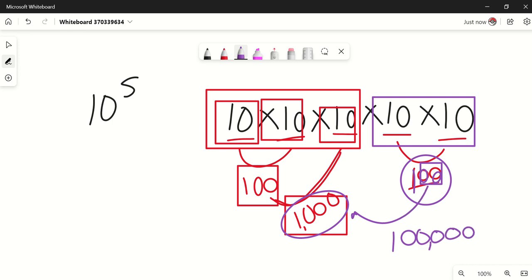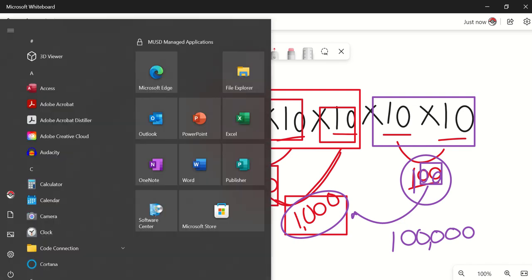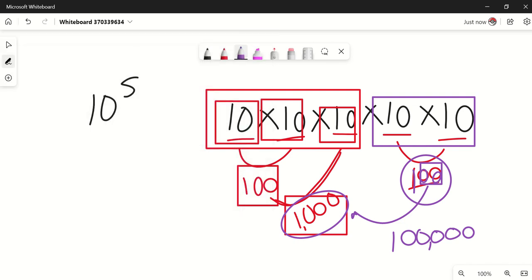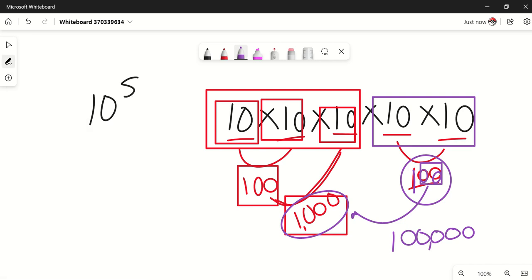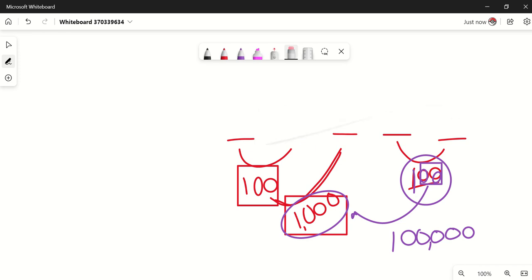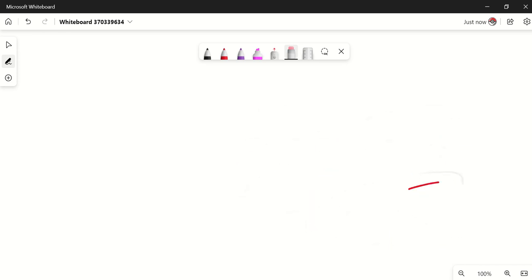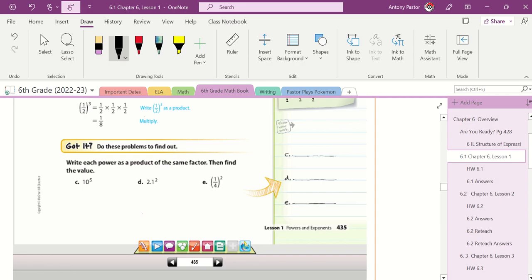Please make sure you show your work when you guys are doing these questions. Now, I can also use my calculator to check my work, not to do my work, but to check my work. 10 to the power of 5 should be 100,000, and we did it correctly. So it is 100,000. So it was two parts. We needed to find its value and we needed to factor it out.